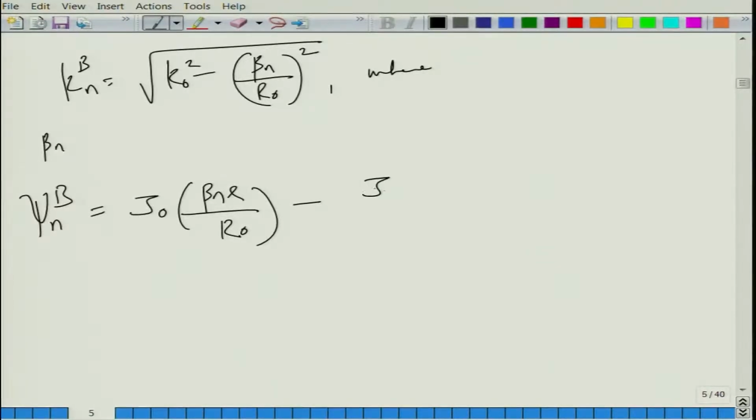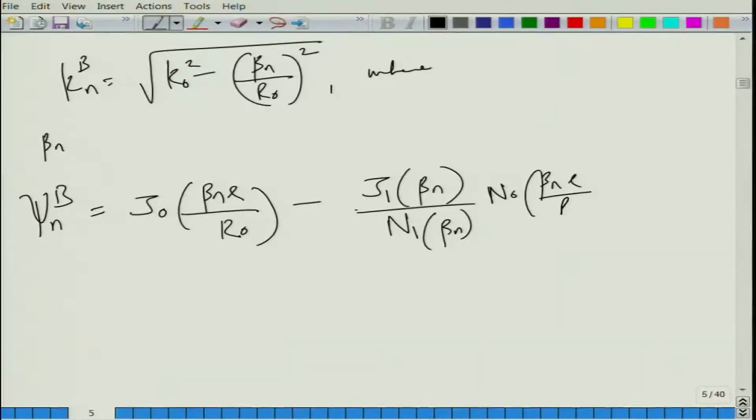And here you will have your J1. Now, these are all obtained by some identities for Bessel function, and here you will have the Neumann function for the first time, because the origin is not included here. So, this is this, and the Neumann function beta n by R naught. We will get this sort of a thing.